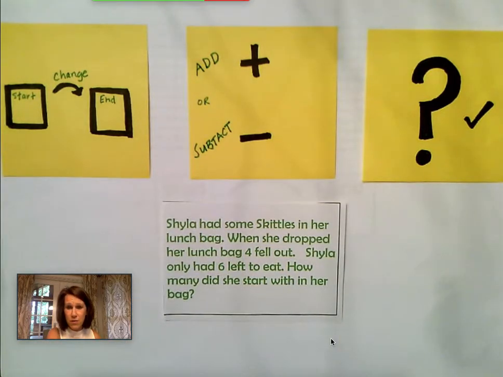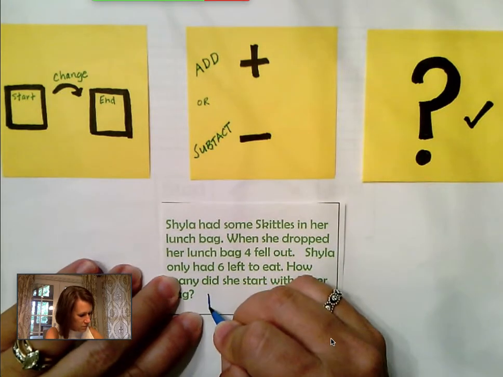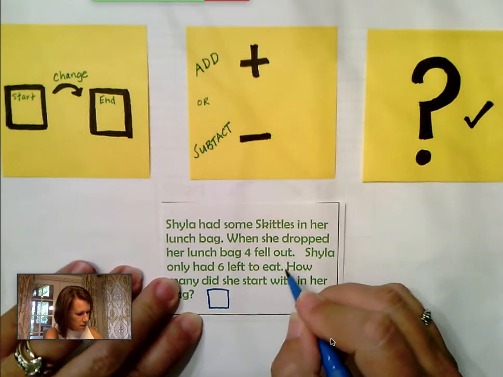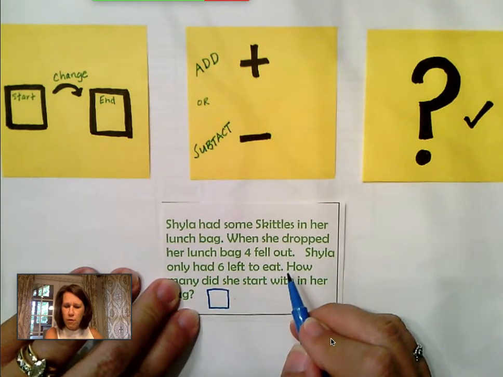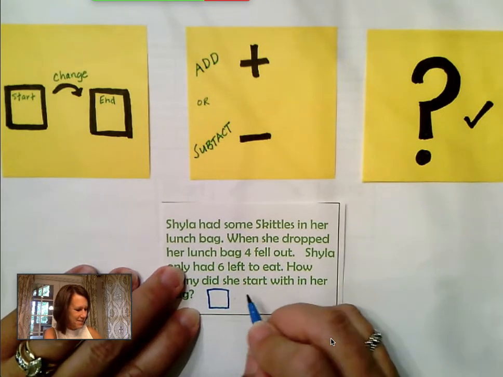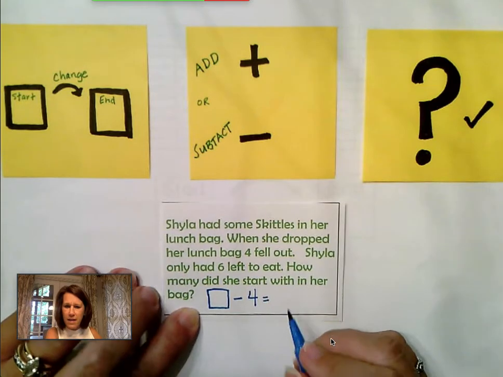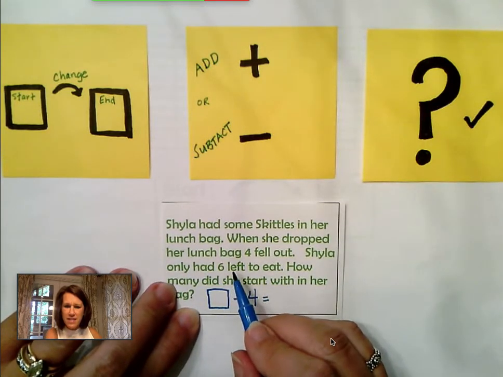Shyla had some Skittles in her lunch bag. When she dropped her lunch bag, 4 fell out. Shyla only had 6 left to eat. How many did she start with in her bag? This one even says we don't know how many she started with. She dropped them, 4 fell out. That's what changed. Subtract 4, and it says in the end she had 6 left.